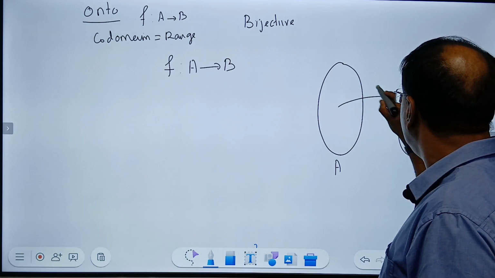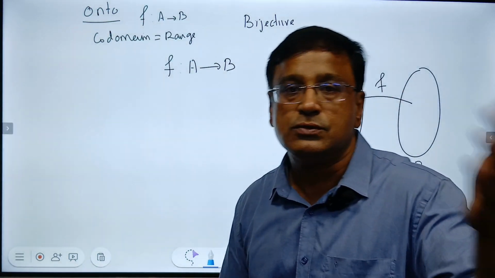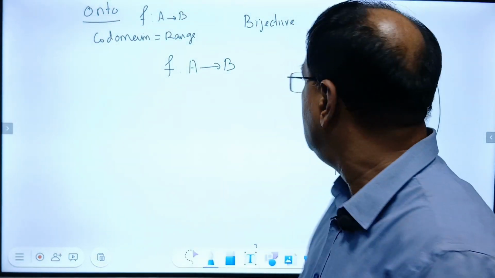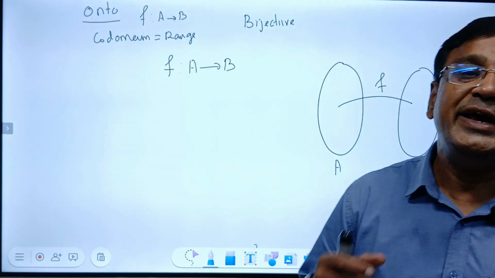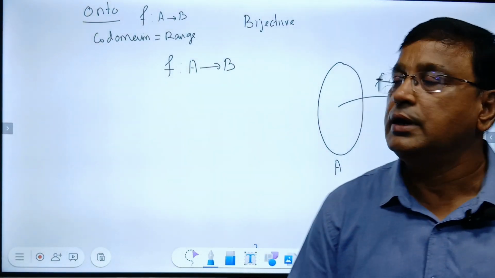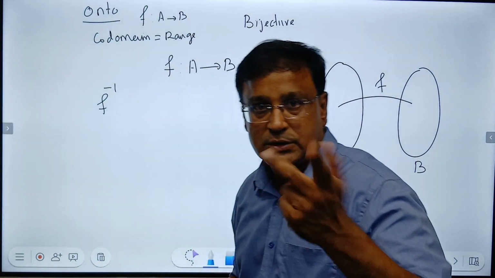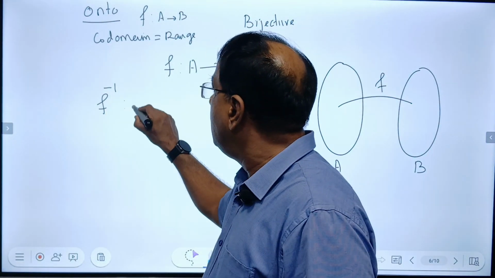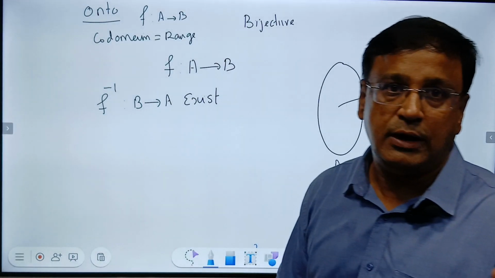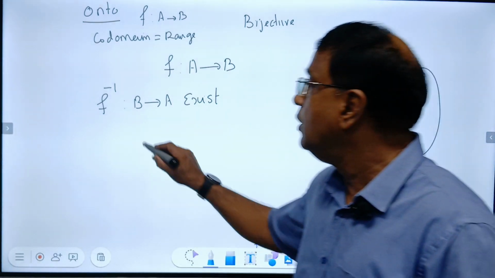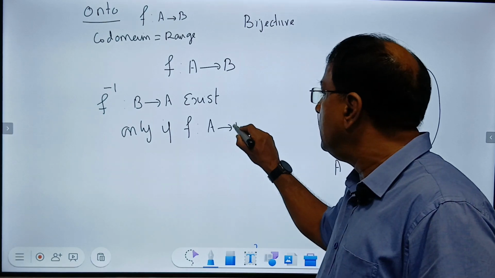F is a function from A to B. Imagine this is like your house and this is like your school. You have gone from home to school. Now you have to return back. I wanted to come back from B to A. Is it possible? It's not possible always. When is it possible then? I will say F inverse, reverse. F inverse from B to A exists only if F from A to B is bijective.